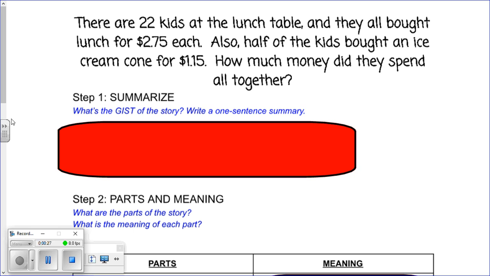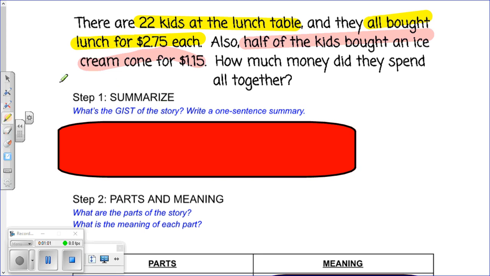So now that we've read the problem once, I want to go ahead and use my highlighter and highlight any important information in the problem. So there are 22 kids at the lunch table. That seems very important. And they all bought lunch for $2.75 each, meaning all 22 kids paid $2.75 for their lunch that day. It also says that half of the kids bought ice cream. So not all of the 22 kids, but half of those 22 kids got an ice cream cone for $1.15. And then it wants to know how much money did they spend altogether.